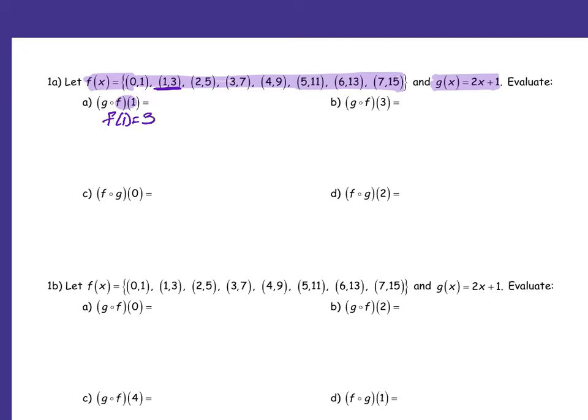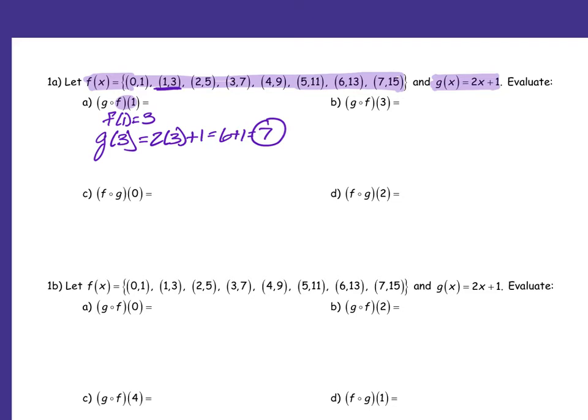And now I'm going to do exactly what I did. I'm going to plug 3 into g. And g is just an equation, and we just got done doing a whole bunch of those yesterday and today. So in g, I'm just going to put a 3 wherever the x is. So I've got 2 times 3 plus 1, which is 6 plus 1, or 7. Okay, questions? Or is that one okay? It's not too bad, right? With a set of ordered pairs.